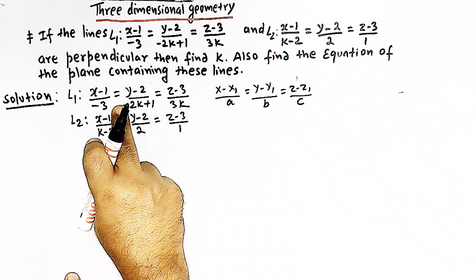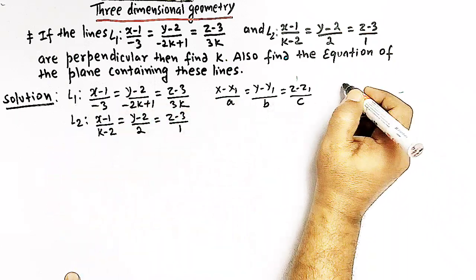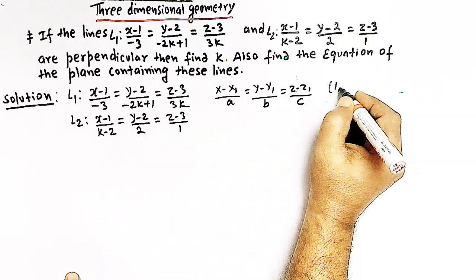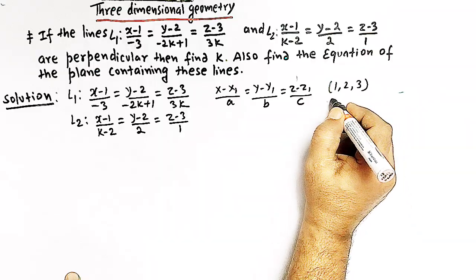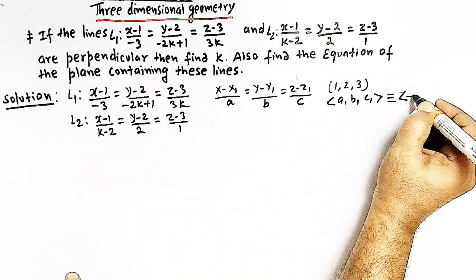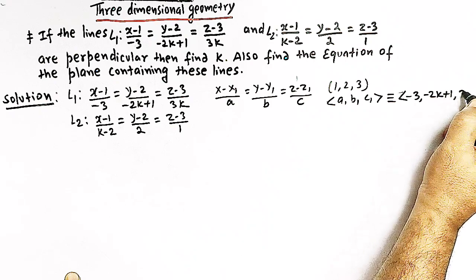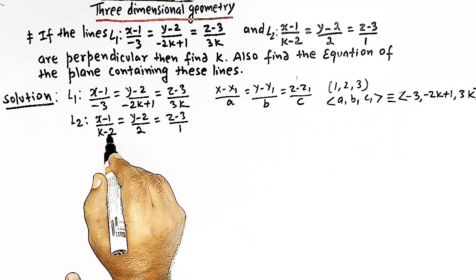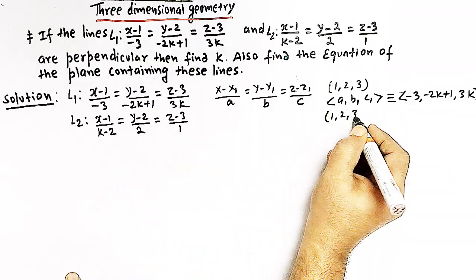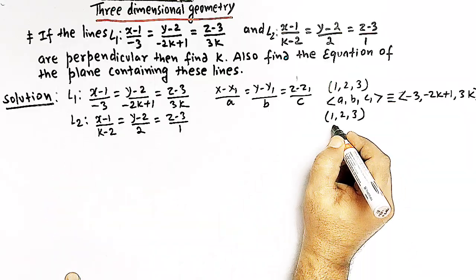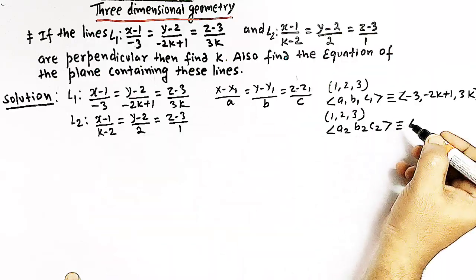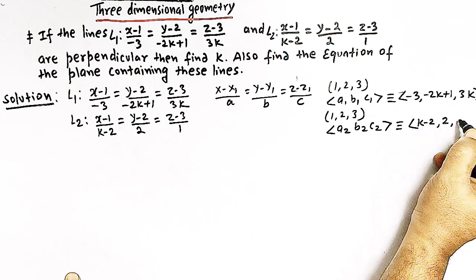So if we compare this equation with this one, then this line L1 passes through the point 1, 2 and 3. The value of x1, y1, z1 is 1, 2 and 3, and the direction ratios of the line L1 may be taken as a1, b1 and c1, and the direction ratios are given by minus 3, then we have minus 2k plus 1 and 3k, right? And if we compare this equation with this one, then this line also passes through the point 1, 2 and 3, and the direction ratios of this line L2 are given by a2, b2, c2, and here comparing these two equations, a2, b2, c2 are given by k minus 2, 2 and 1, right?